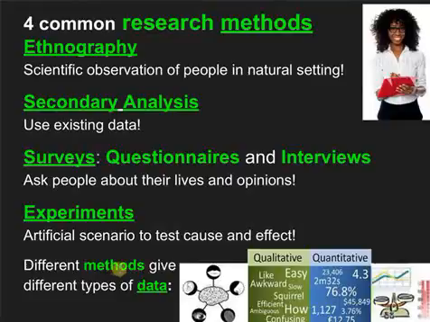Questionnaire surveys and secondary analysis often give us good quantitative data, hard numbers, quantities, that we can compare mathematically. Ethnographic observation and interview surveys tend to give more qualitative data, useful information that can't be reduced to simple numbers, like the tone of someone's voice or the subtle nature of an interaction between parent and child.